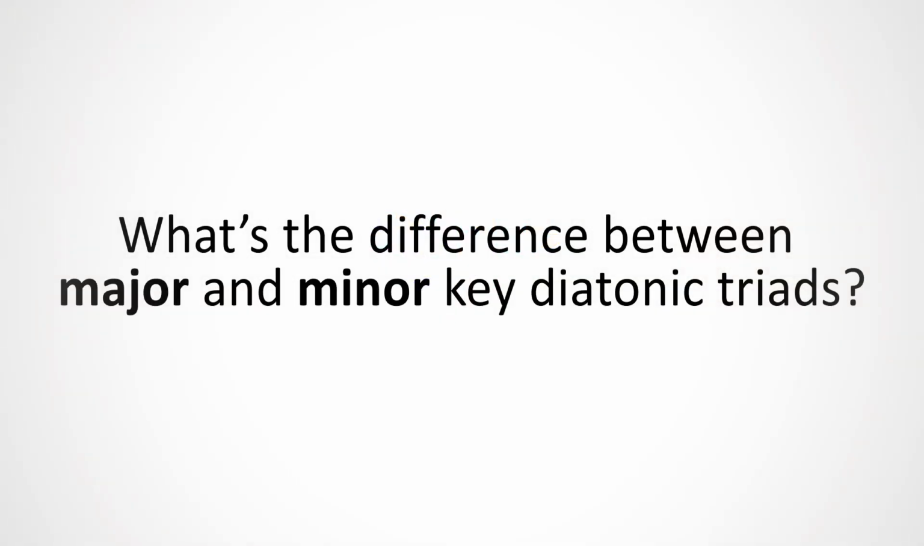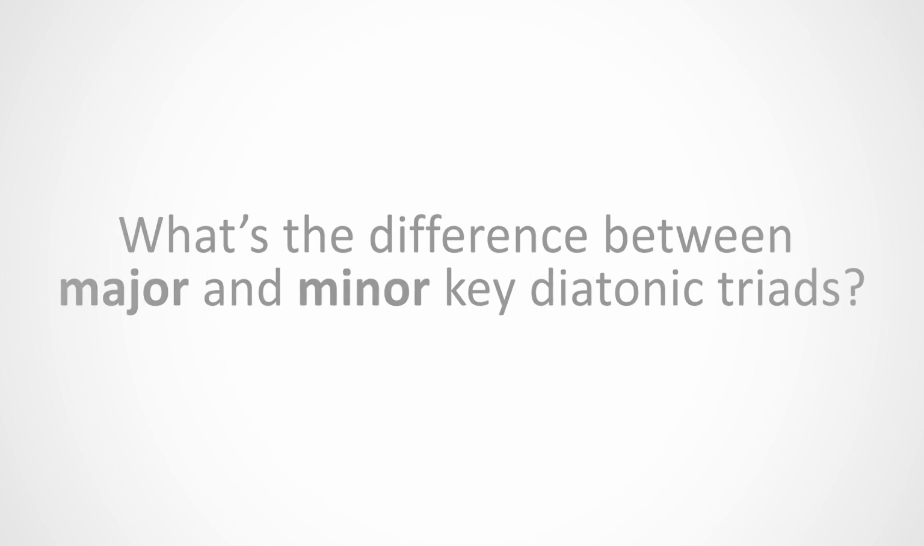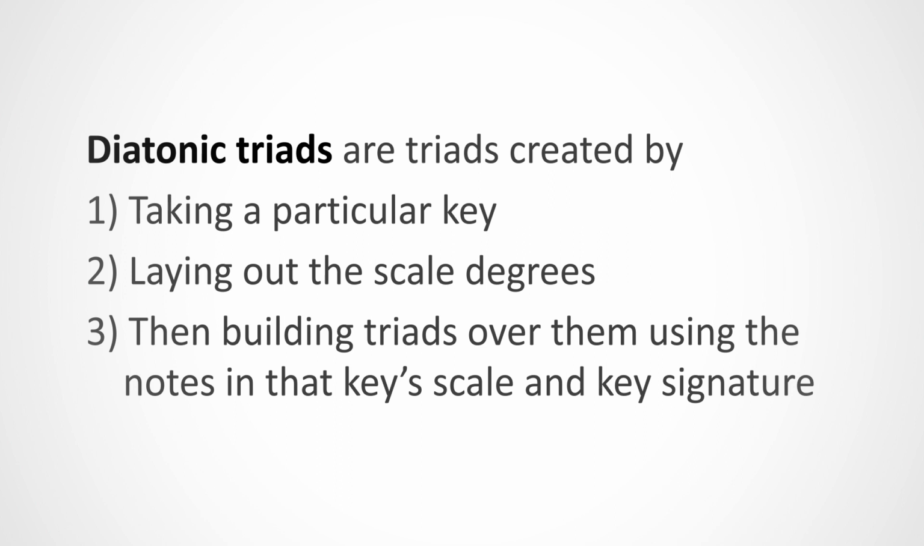What's the difference between major and minor key diatonic triads? To review, diatonic triads are any triads we get by taking a particular key, laying out all the scale degrees in that key, 1 through 7, and then just building triads over them using only the notes in that key's scale and key signature. That seems pretty straightforward, right? And in major keys it is.